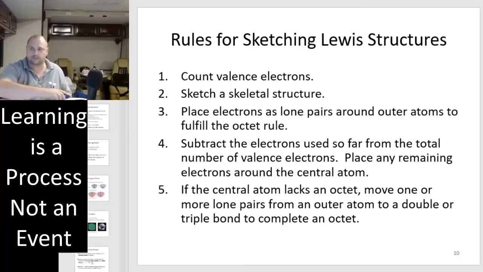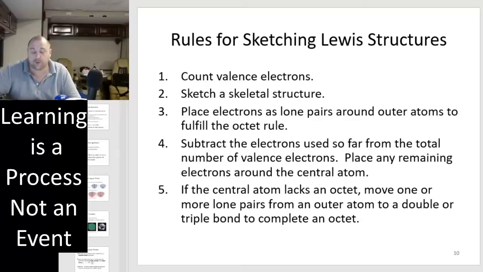Not as involved. Let's do carbon tetrachloride. I like that one. CCl4. Okay. So this is a good one.